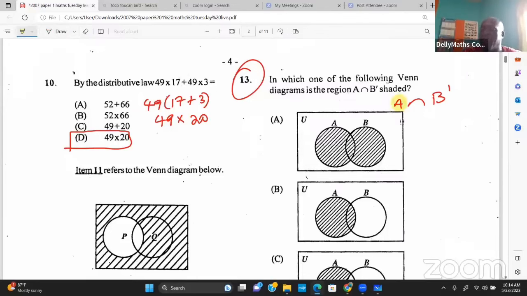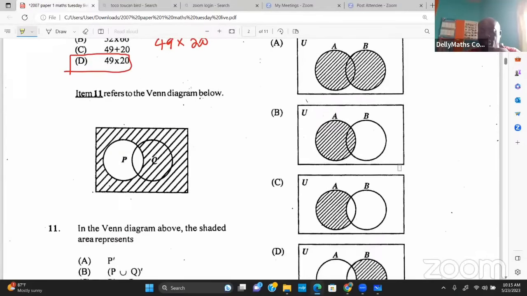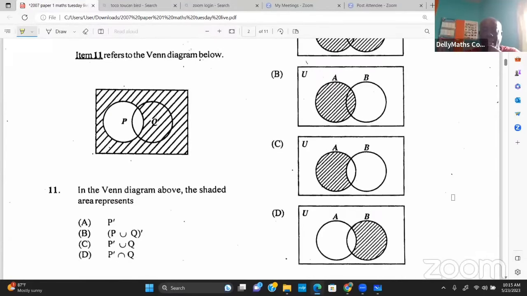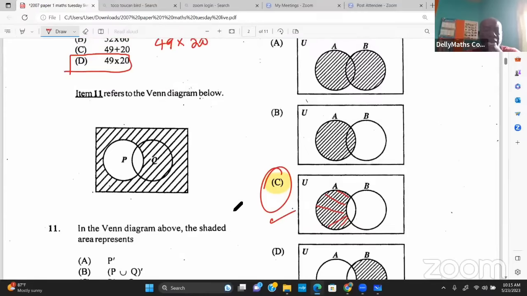So we want the B complement that mixes with A, not all of the B complement. So when you see that symbol there, it's talking about the intersection, or the part that is sharing with A. So let's look for that. And I like C, because when you look at C, B complement would have been everything except B, but they want the part that coincides with A. So you could see that this is the appropriate one, or the only one, right?